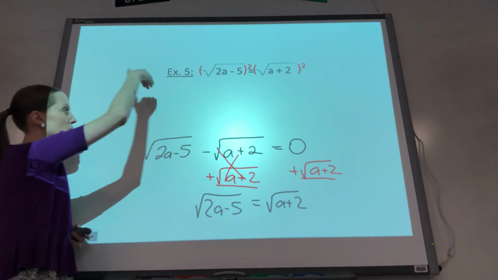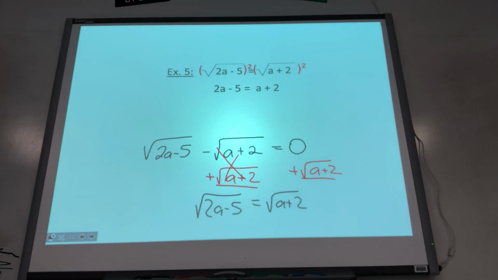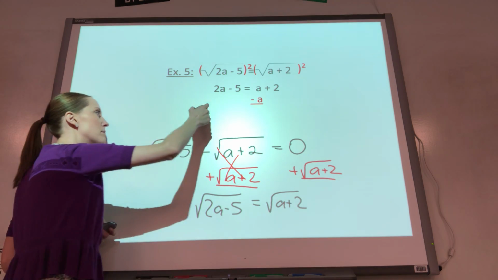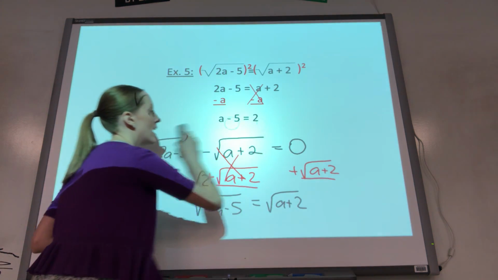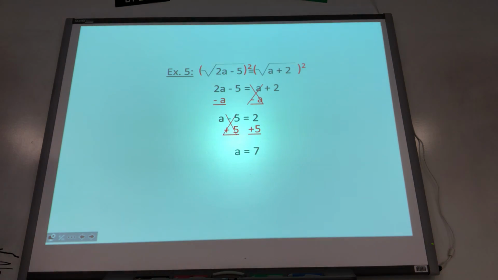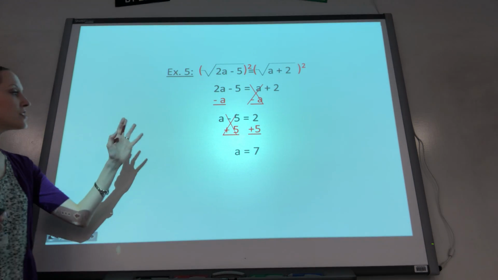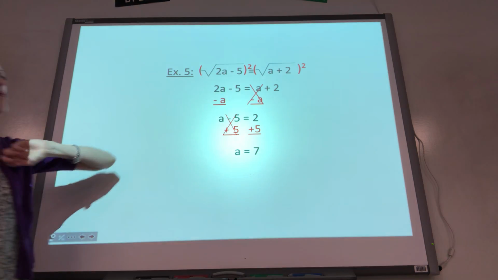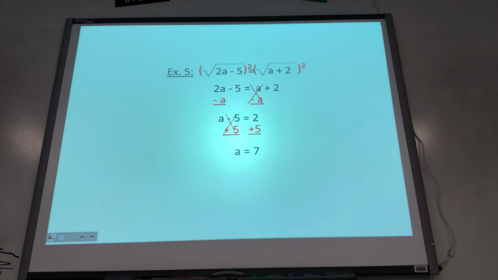Now, square roots and squares just cancel, and you can just bring down what you had underneath. So I would subtract the A and then just add 5, and you'll get A equals 7. You can always check these. If you want to plug a 7 in right there and a 7 over there, you should get the same thing on both sides.